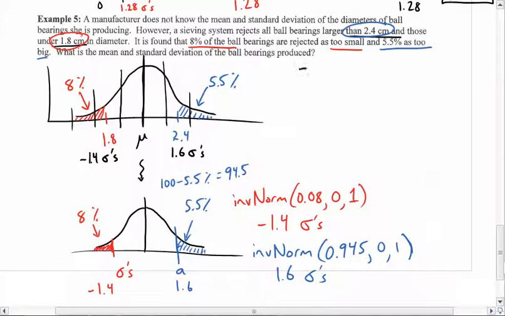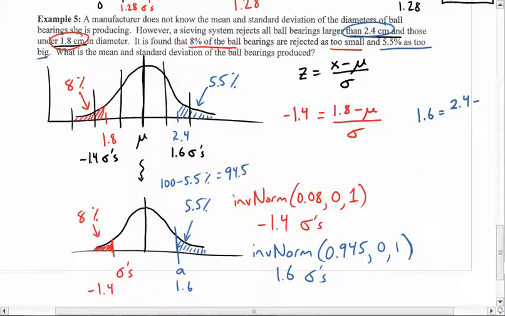So now I can use my formula for z-scores. The z-score is the x-coordinate minus the average divided by the standard deviation. So for my red point, the z-score is the number of sigmas. The z-score is negative 1.4. My x-coordinate is 1.8. I don't know the middle point, and I don't know the standard deviation. For my blue value, the z-score is 1.6. 2.4 is my x-coordinate. I don't know my average or my standard deviation. But now I can solve these two equations simultaneously.